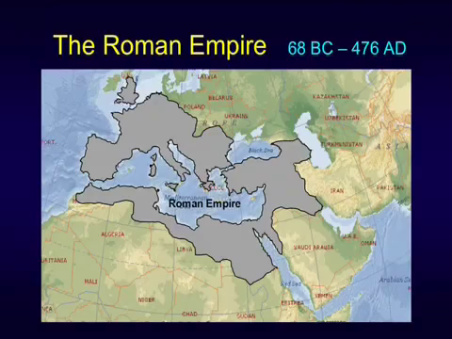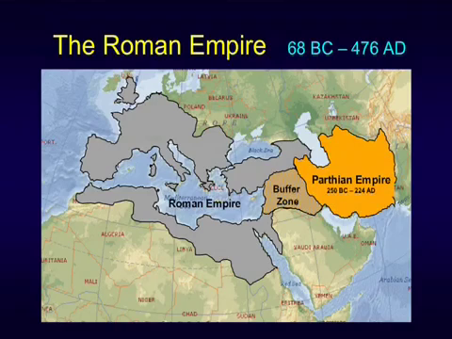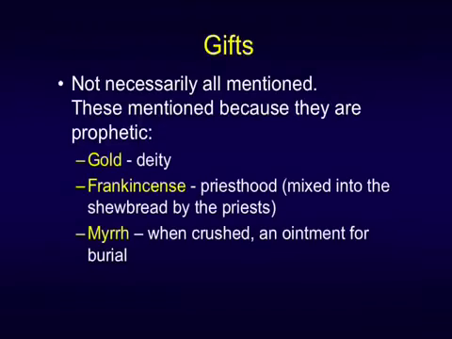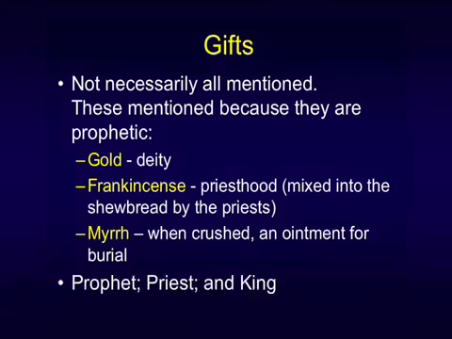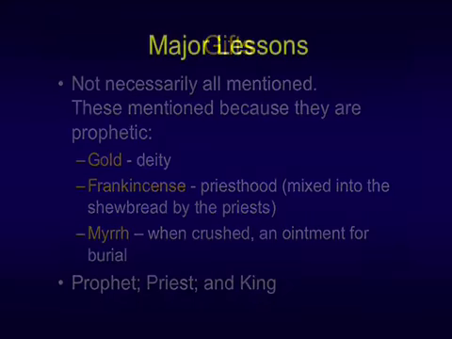Last time we talked about the Roman Empire, but also pointed out that the Parthian Empire was a rival during the period we're talking about, a couple of centuries both before and after Christ. And that buffer zone explains why Herod was so upset with these magi showing up. And we got the three gifts that are prophetic, gold, frankincense, and myrrh, that we're all familiar with, and prophetic of him being prophet, priest, and king.